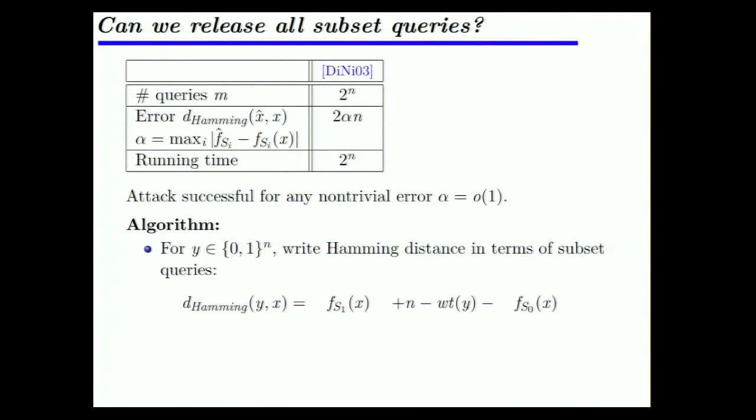And the algorithm is very simple. The idea is that if I've got some candidate data set y that I think might be my real data set, I can write the Hamming distance between y and x in terms of 2 subset queries, S1 and S0, where S1 is the set of positions in which y is 1, and S0 is the set of positions in which y is 0. If I'm given approximations to all of these subset queries, then I can get an estimate for this Hamming distance using the estimates I have for fS1 of x and fS0 of x, and I just output the data set that minimizes this estimated distance. Okay, so it's a very simple attack.